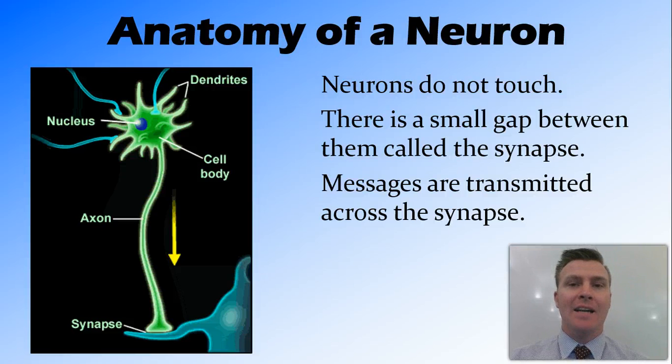And when I say attach, the neurons don't actually touch each other. There's a very, very small gap between the neurons called the synapse, and chemical messages are sent across this synapse. So it stops being an electrochemical impulse at the point of the synapse, and a chemical messenger called a neurotransmitter is sent across.